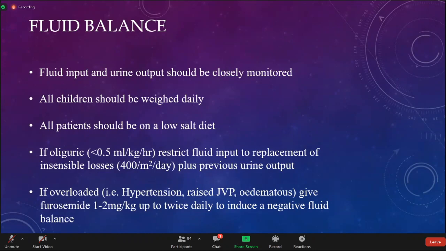And we'll try to keep the child euvolemic, right? And if the child is oliguric, we need to make sure that we are not overloading the child. And if they're already overloaded, furosemide will be useful in managing them and controlling their blood pressure.